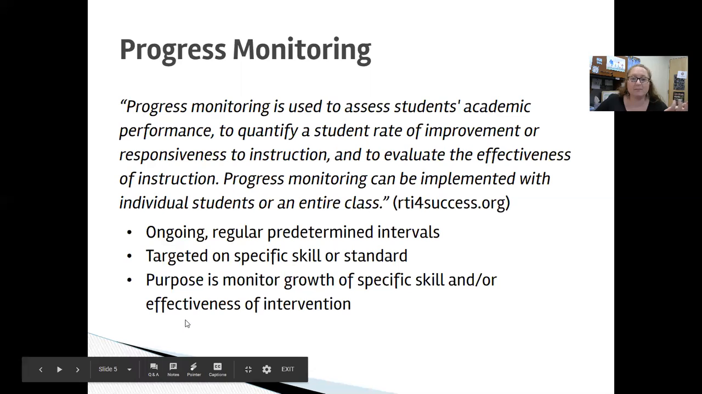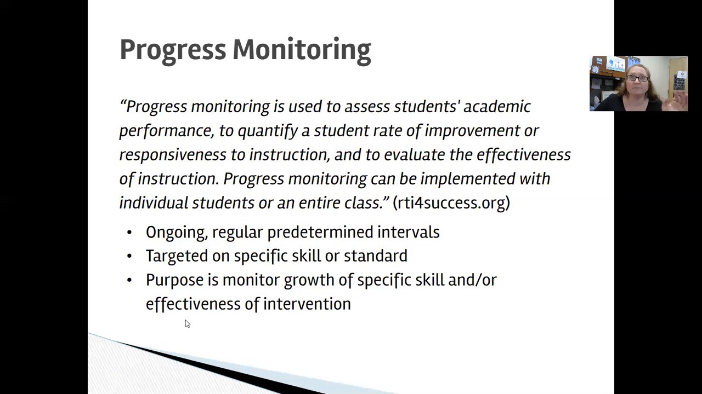And again, the purpose is to monitor growth around that particular skill, or where they are in that trajectory to meet the standard, or again, the effectiveness of intervention. So really, it's just ongoing assessment that is small, that is purposeful and targeted, and is used to help you determine whether or not students are learning.